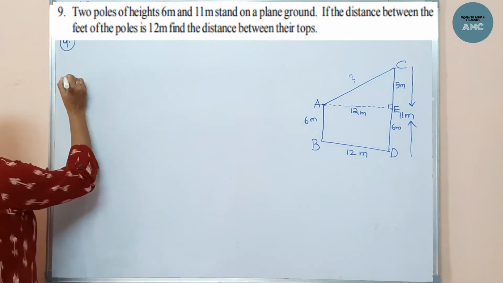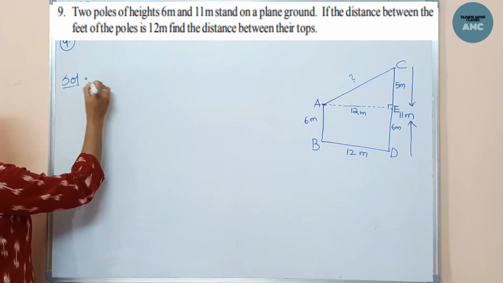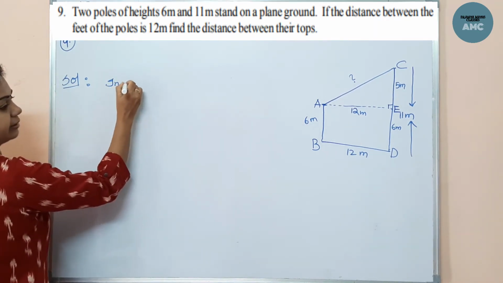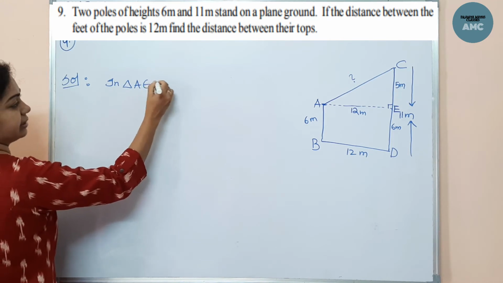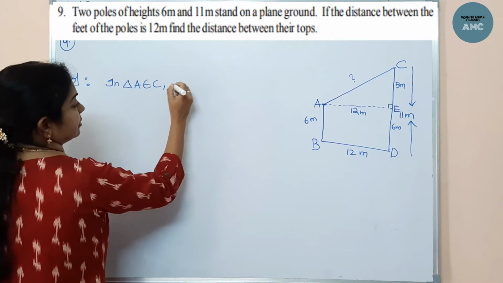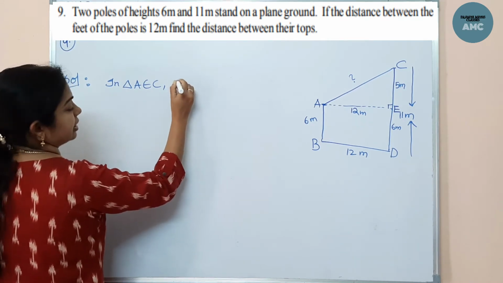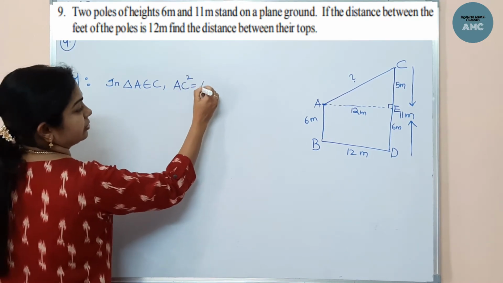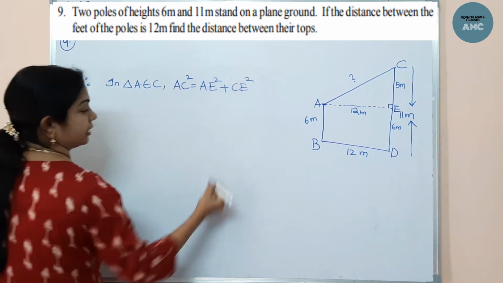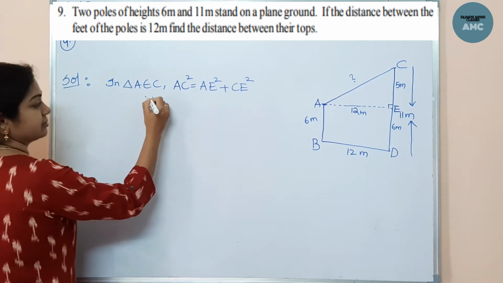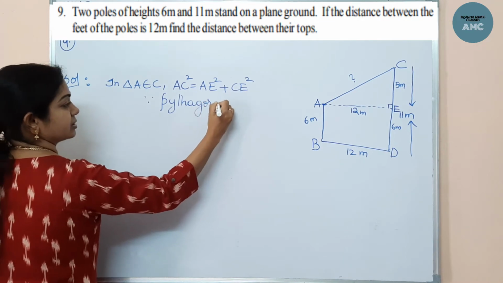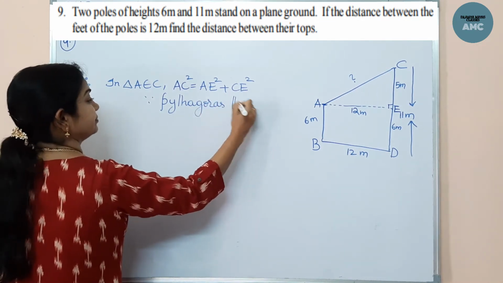Solution. Here the diagram is not given, we have drawn the diagram. In triangle AEC, that is a right angle triangle, what is the hypotenuse? AC square is equal to AE square plus CE square, since Pythagoras theorem.